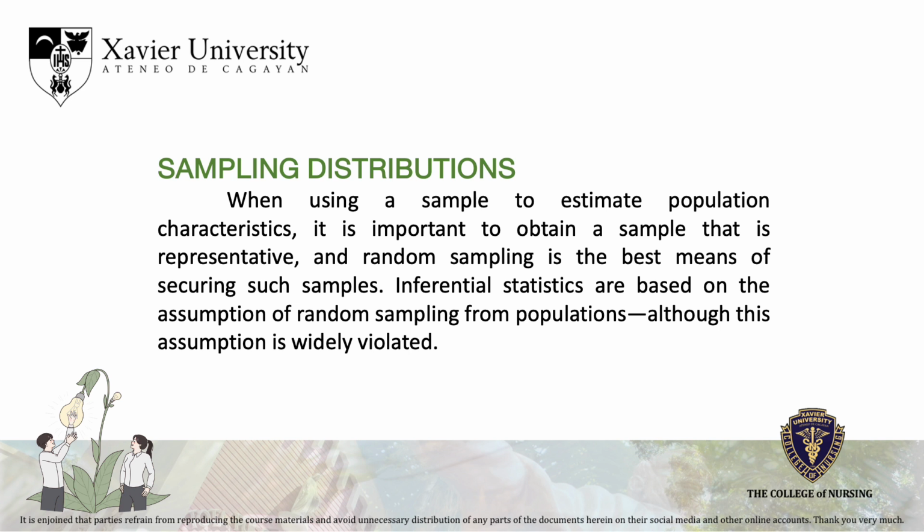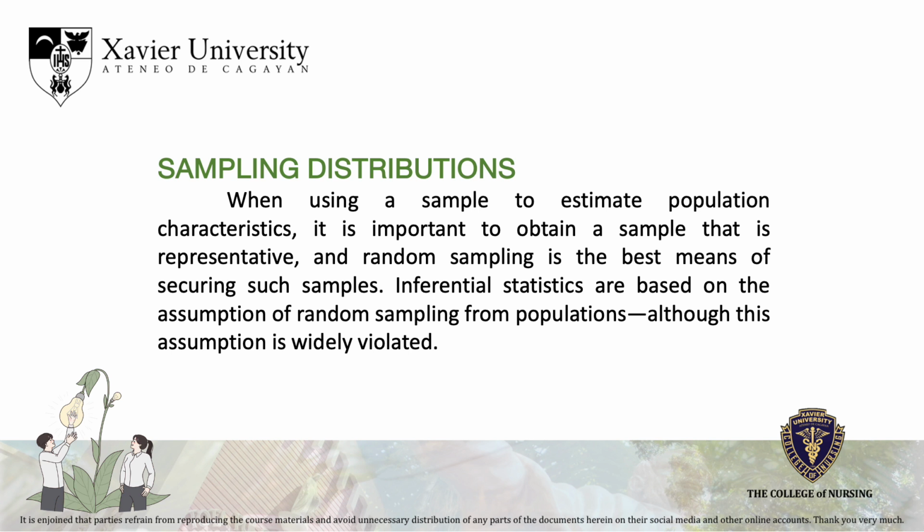For sampling distributions, when using a sample to estimate population characteristics, it is important to obtain a sample that is representative, and random sampling is the best means of securing such samples. Inferential statistics are based on the assumption of random sampling from populations, although this assumption is widely violated. Even with random sampling, however, sample characteristics are seldom identical to those of the population.